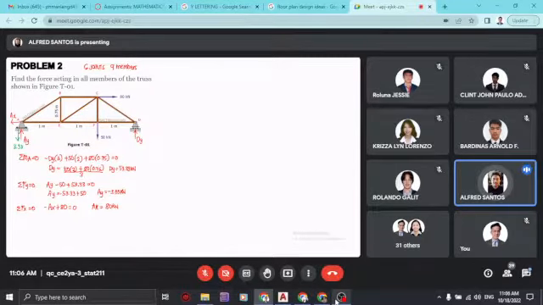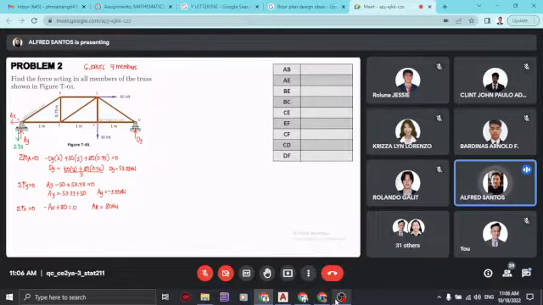Okay? So, after solving for the reaction, we can start using method of joints para mahanap na natin lahat ng unknown forces dun sa lahat ng members natin. Again, you have 6 joints and you have 9 members. These are the 9 members: si AB, si AE, which is these two, and then si BE, si BC, tapos si CE, si EF, and then si CF, si CD, si DF. Okay?